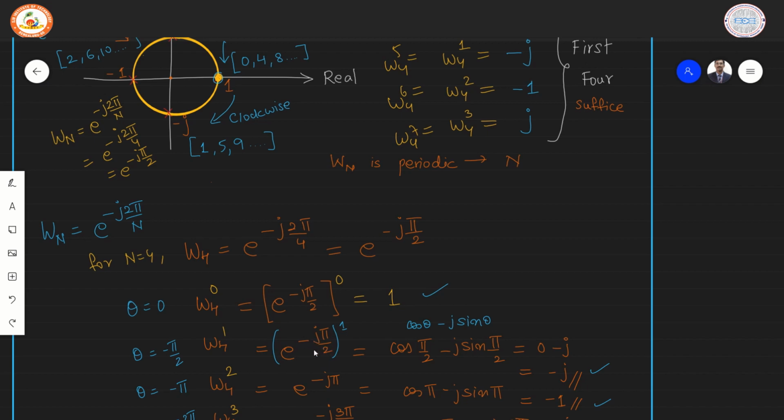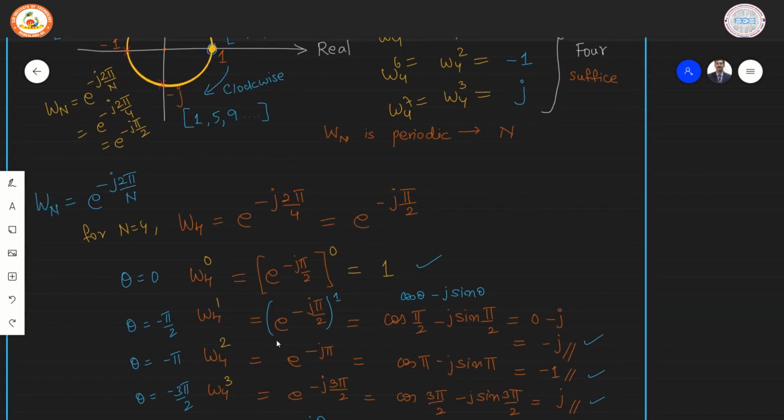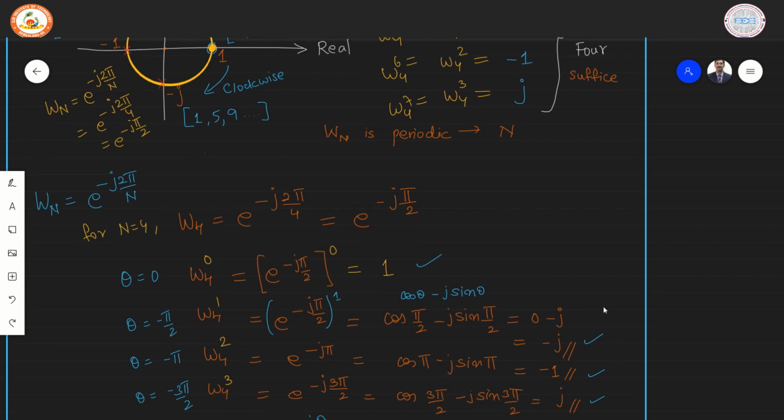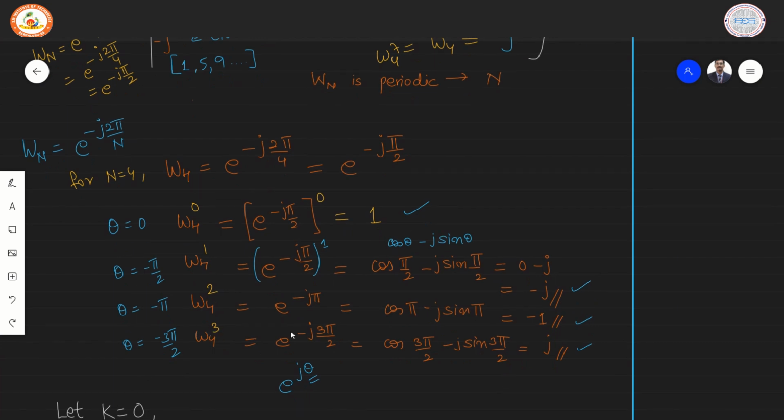This can be solved by using Euler's relation. So this becomes cos pi by 2 minus j sin pi by 2, because e power of j theta is cos theta plus j sin theta. So when you solve it, the answer becomes minus j. The next power will become 2. So 2 and 2 cancel. You have e power of minus j pi, which is cos pi minus j sin pi. The answer is minus 1. Next, when you put the power as 3, you get e power of minus j3 pi by 2, which is nothing but cos 3 pi by 2 minus j sin 3 pi by 2.